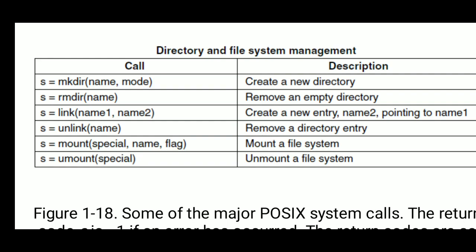Unlink is to remove a directory entry. To remove a particular directory entry which is linked, we can use the unlink function or system call. Mount is to mount a file system, to create a hierarchy. Setting levels to your folders can be termed as mounting a file system. Unmount is vice versa: when you do not want a hierarchy, you can use the unmount system call.